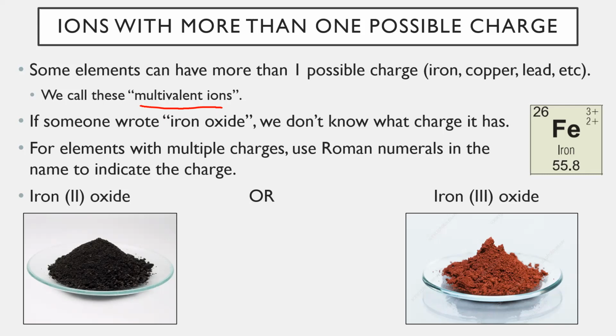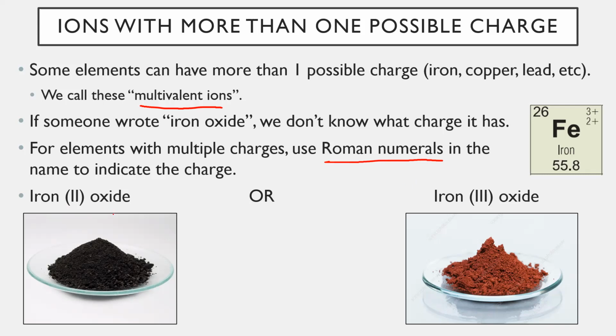Now here's the issue. If someone wrote iron oxide, so you mixed iron with oxygen, you got iron oxide. Just by looking at that name, we wouldn't know what charge it has. Iron could either have a 3 positive charge or a 2 positive charge, right? So we wouldn't know what charge it has. So for elements that have multiple charges, for these multivalent ions, we have to use Roman numerals in the name to indicate the charge. So this can actually make a dramatic difference in what actually forms.